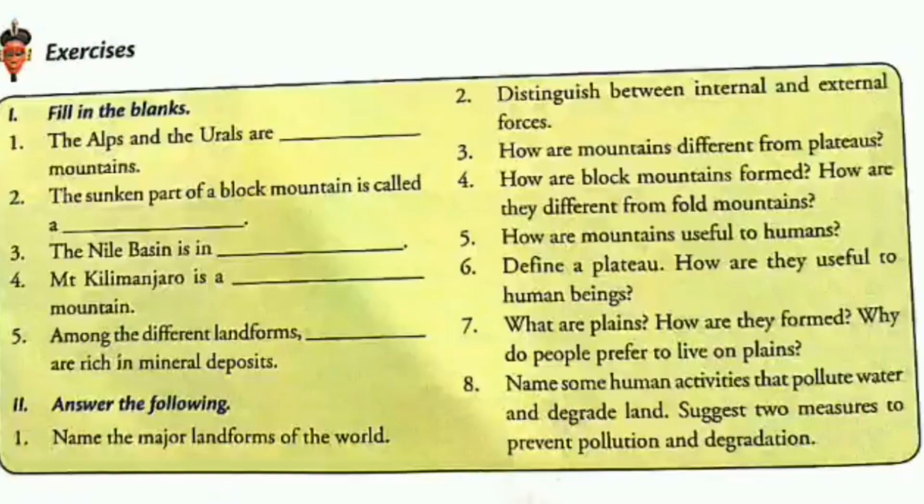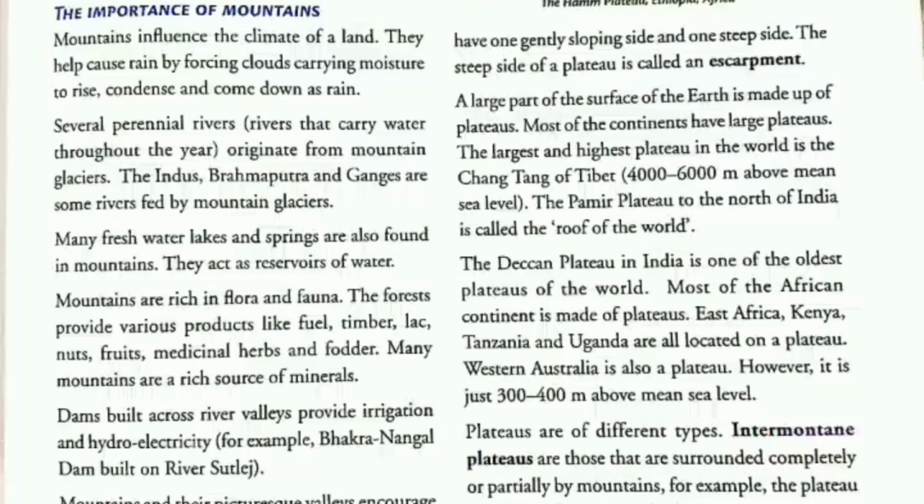Now question number 5 is, how are mountains useful to humans? So for this answer, come to page number 55 of your books. So on page number 55, under the heading Importance of Mountains, I'll make you write about 7 to 8 points, but you can write any 6 points in your notebooks. So first point is, mountains influence the climate of land. Second point, mountains help cause rain by forcing clouds carrying moisture to rise, condense and come down as rain.